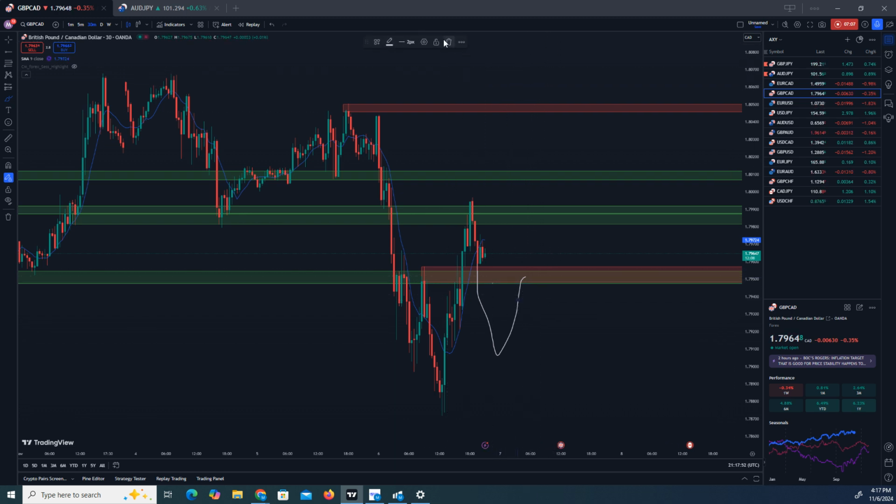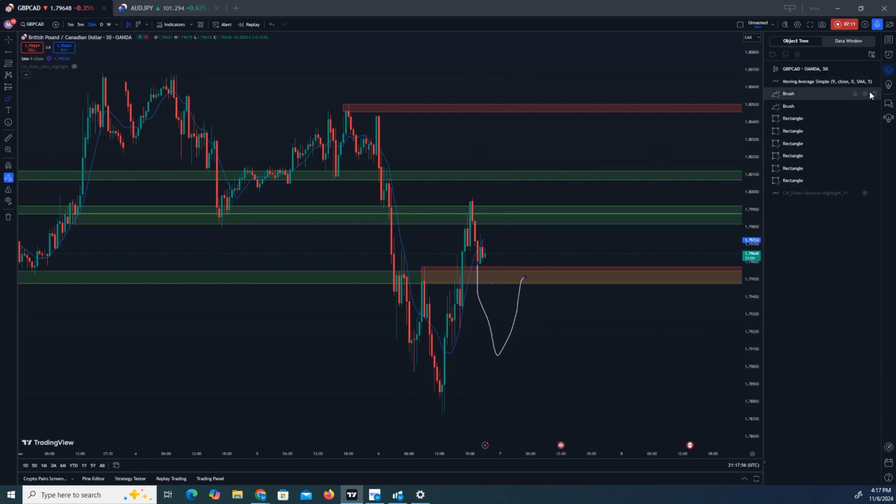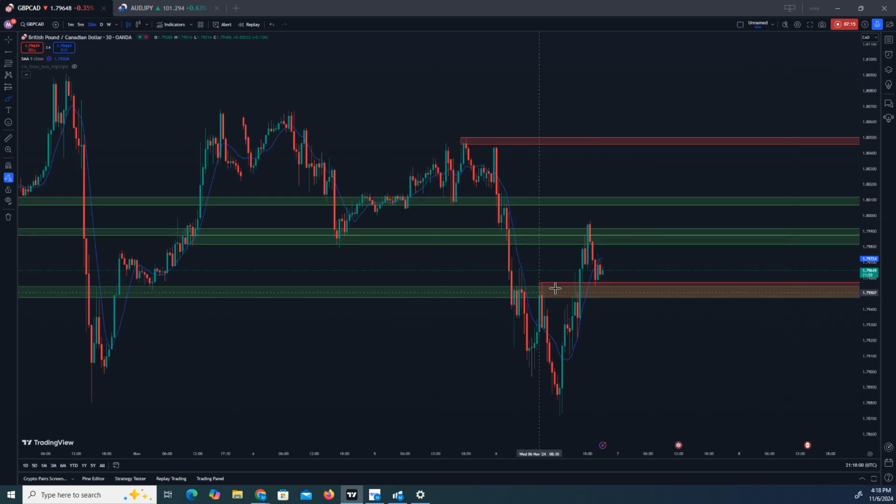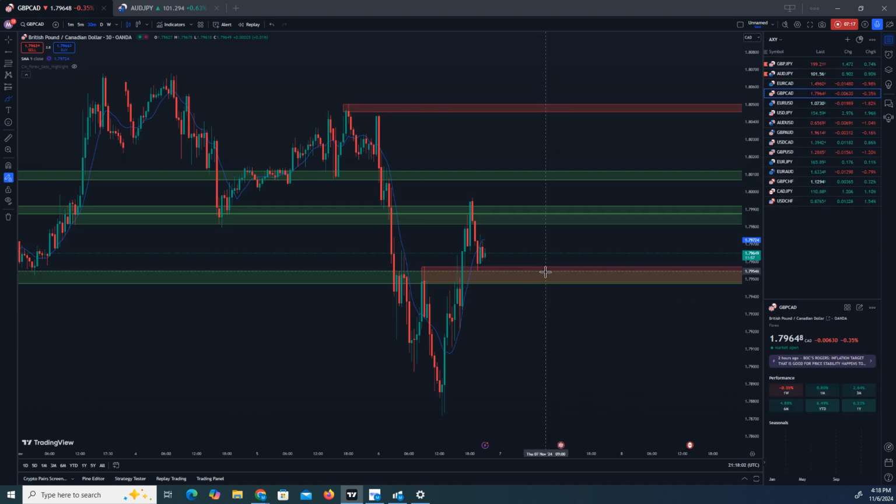Sometimes we can have both a buy and a sell opportunity in the same zone. That's why you see this red and green mixed together. So we can equally see a buying and selling opportunity within this zone here. And here too, we equally have a selling opportunity within this zone here. So basically that's it for the GBP Canadian.